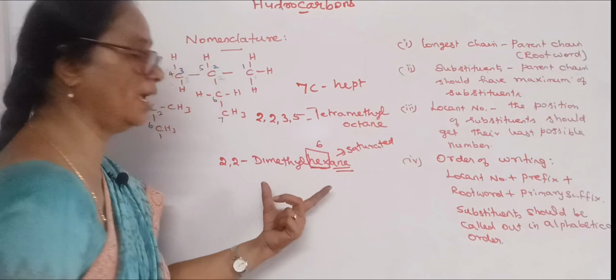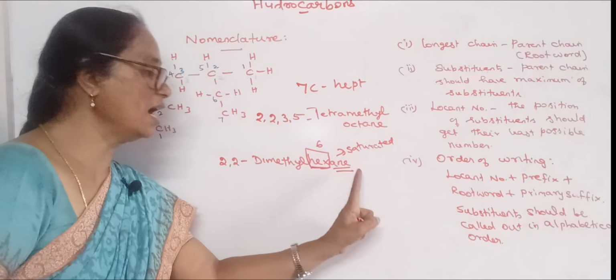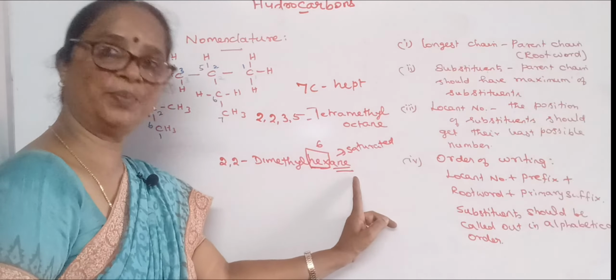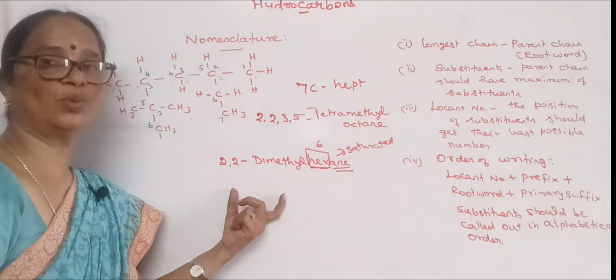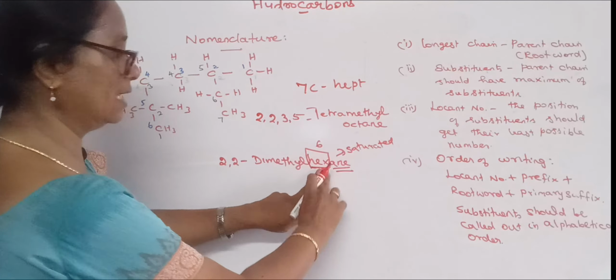So from the name, first of all, you have to identify the root word, and you should find whether it is saturated or unsaturated using the primary suffix, and then identify what substituents are present. Okay, let us start: right, that 6 carbon.